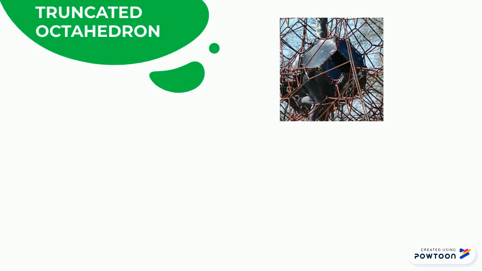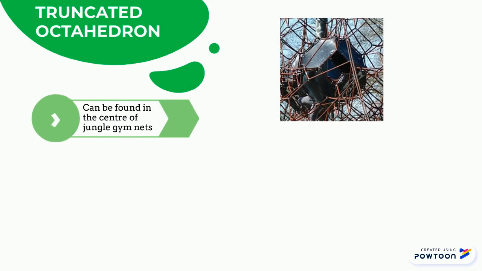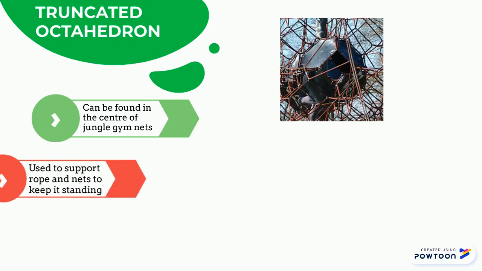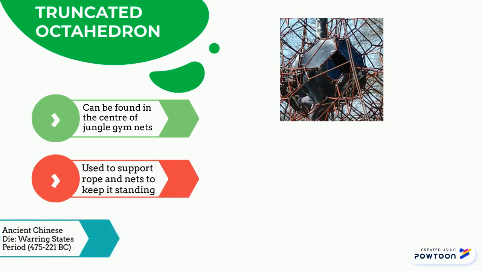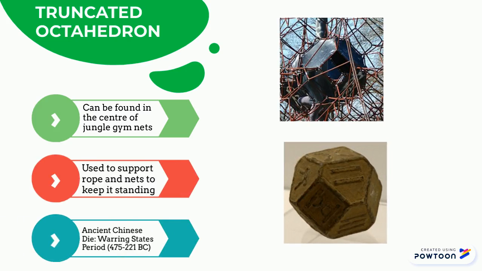Have you been on one of those playground jungle gym nets before? If you have, then if you look in the center of some of them, the block is usually a truncated octahedron. This is used to support the ropes and nets to keep it standing. A truncated octahedron can also be seen on this ancient Chinese die from the Warring States period, 475 to 221 BC.